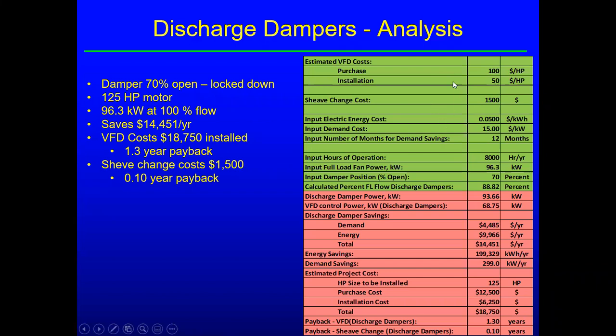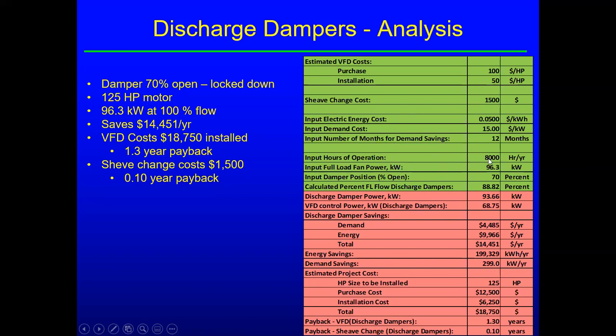So if you look at the inputs over here in the Excel sheet, first of all, estimated VFD cost. So $100 a horsepower to purchase, and I got $50 a horsepower to install. If we could do this with a shift change, I'm estimating this at $1,500 for new sheaves and belts. The electrical energy cost is 5 cents a kilowatt hour, and the demand cost is $15 a kW. And you know, asking how many months do we want to calculate demand savings, because it's possible this could be only run 6 months a year or something, but in this case, I got 12 months.